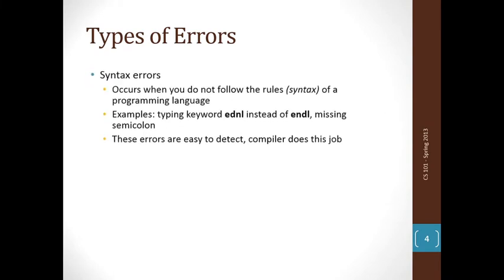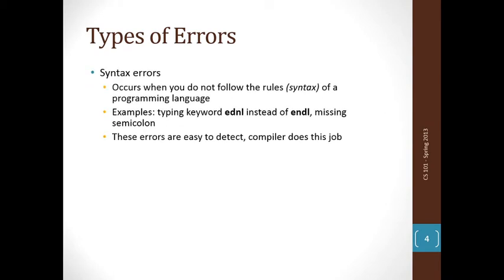Types of error. Syntax error. What is syntax? Syntax is a rule or rules used to write a computer program. So a syntax error occurs when you do not follow the rules, the syntax, of a programming language. If we do not follow the syntax of a programming language, then a syntax error will occur. Example: typing keyword ednl instead of endl. So this will be a syntax error.